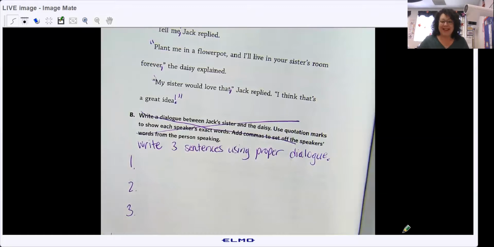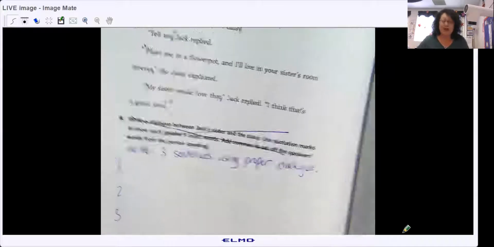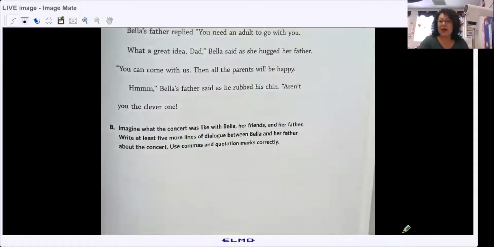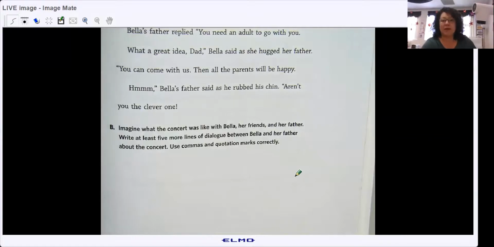grandpa check your work. And we will finish up tomorrow doing a little bit more practice, and then you'll have a discussion post tomorrow to wrap up our week.